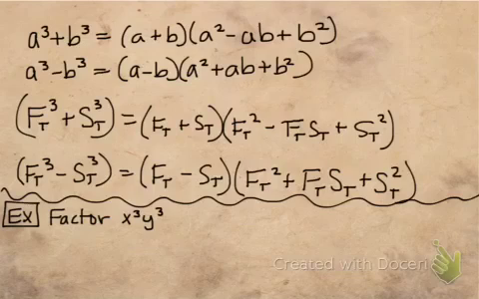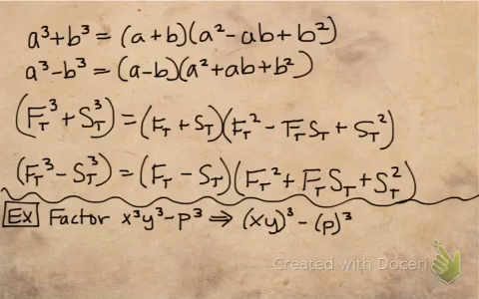So we're going to do an example. Factor x cubed y cubed minus p cubed. So the first thing you need to figure out is what is your thing? What is it that's being cubed? So we can see that we have xy that's being cubed for the first term, and p is being cubed for the second term. So I'm just going to let a be my xy and b be p.